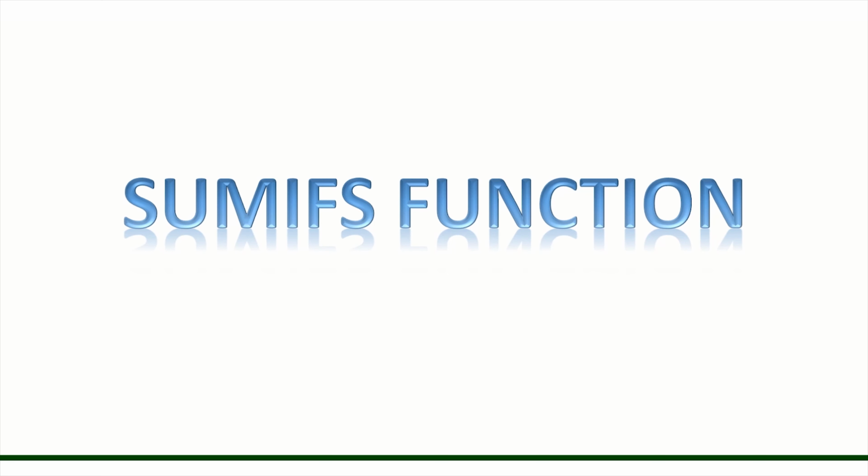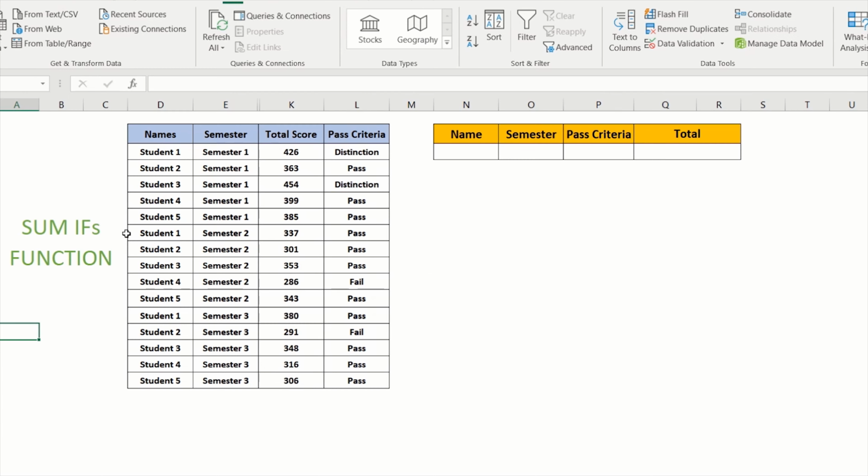In this video, we'll talk about the SUMIFS function. So let's see with an example how the SUMIFS function works. We use the SUMIFS function when we have more than one criteria, more than one condition to fulfill.